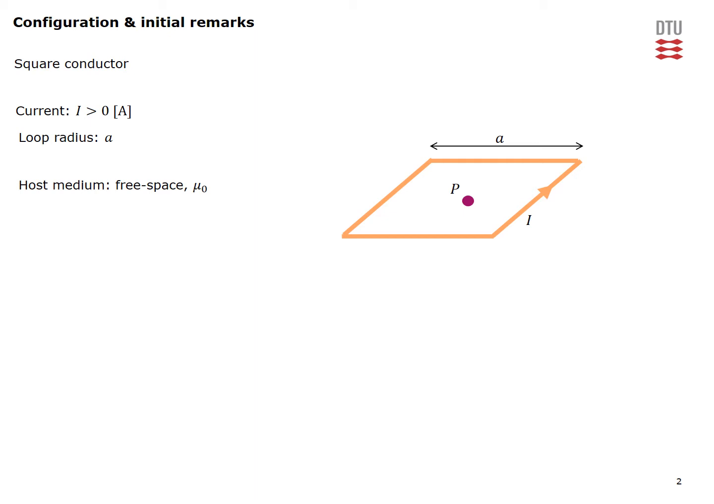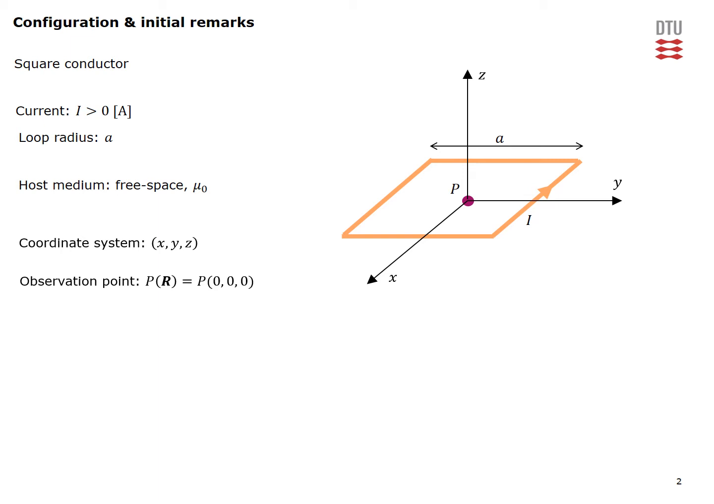So you can see the configuration of a square conductor here. It carries a current I, which is positive and flows in the direction indicated on this figure. It has a side length equal to A, and it is residing in free space with free space permeability mu0. We introduce a rectangular coordinate system in the way shown in this figure, so that the observation point is actually equal to 0,0,0. So that is the observation point here at the center of the loop.